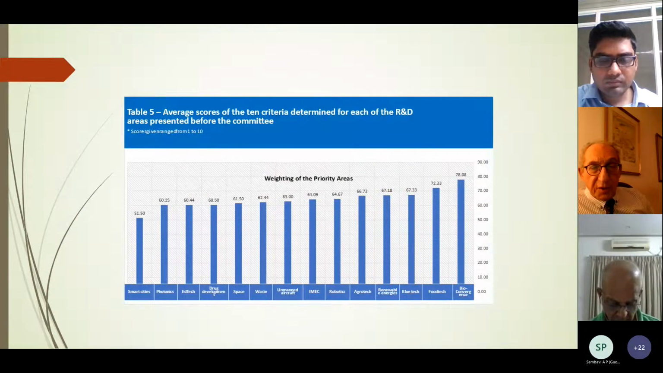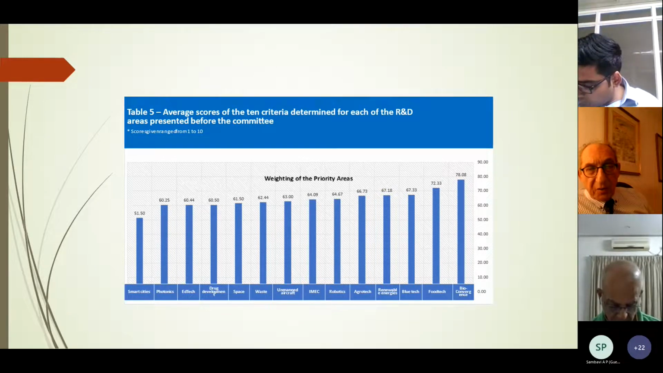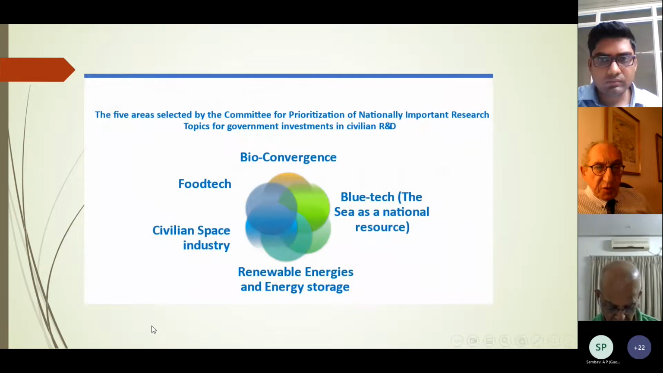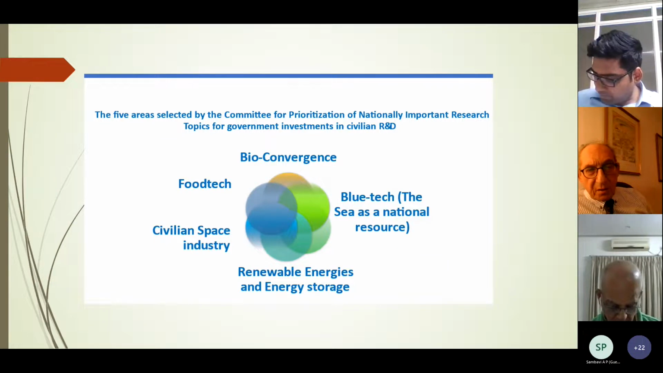Those were the 14 priority areas, calculated on those criteria that I showed before, and we chose 5 areas that are on the next slide. Those are the 5 areas that were chosen: bioconvergence, food tech, blue tech, also the sea tech and agri-tech and the seafood and so on, civilian space industry, and renewable energy and energy storage.